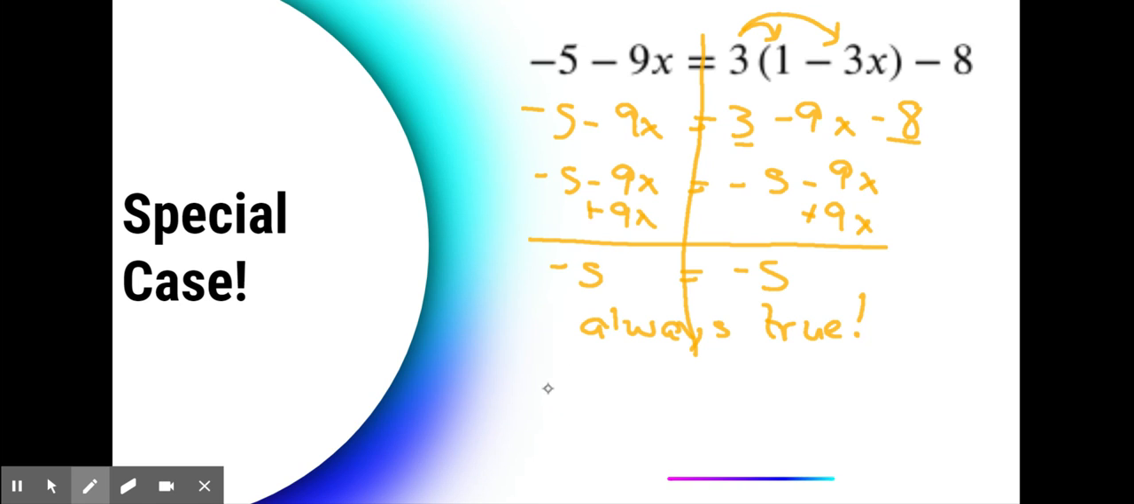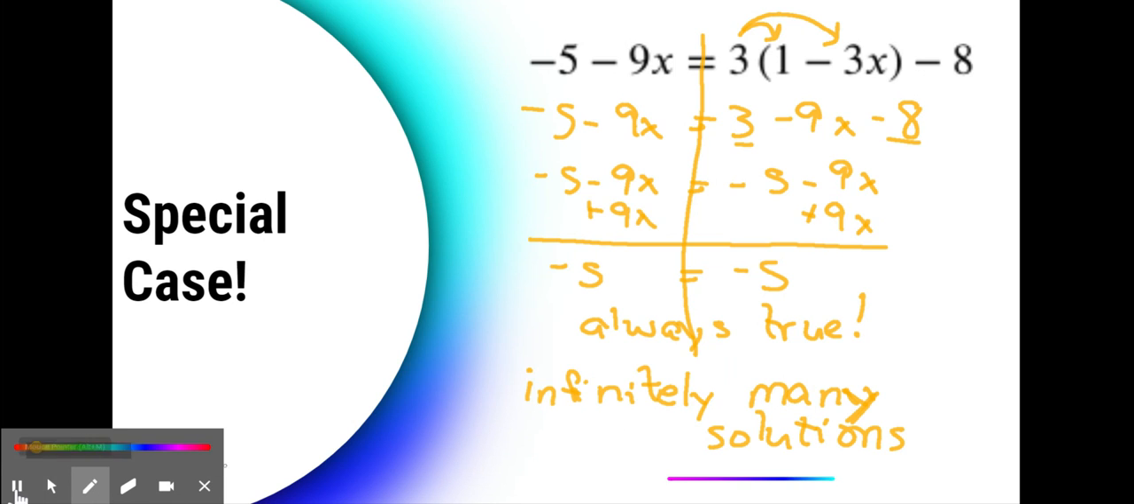And if it's always true, you get to write something that sounds really fancy. You get to say infinitely many solutions. That's a Y there. Infinitely many solutions. Okay, and yes, you need to write the whole thing. It's okay. I promise your hand's not going to fall off. So infinitely many solutions means every value of x works.